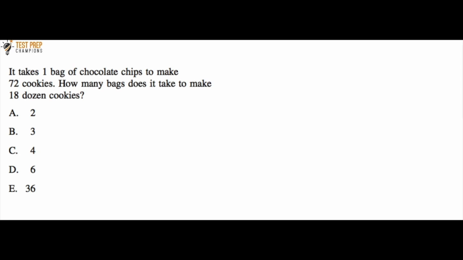It takes 1 bag of chocolate chips to make 72 cookies. How many bags does it take to make 18 dozen cookies? So let's have you pause the video, try this out if you want to, and then when you're ready, we'll go over how to do it.